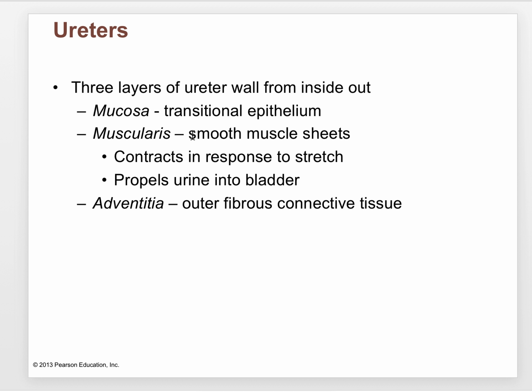The muscularis is a smooth muscle layer which contracts in response to stretch. It propels urine into the bladder. And the adventitia is outer fibrous connective tissue surrounding the outside of the ureters.